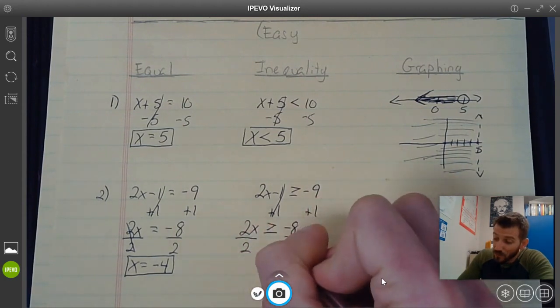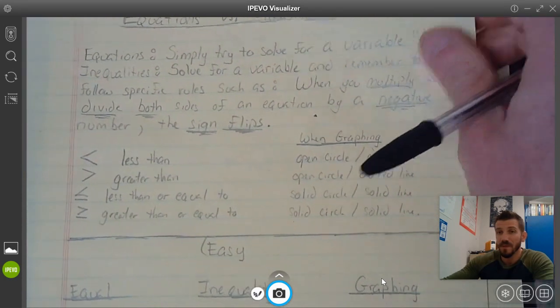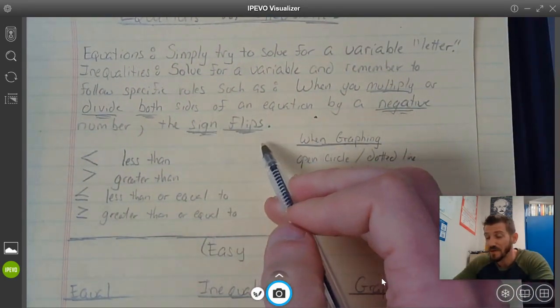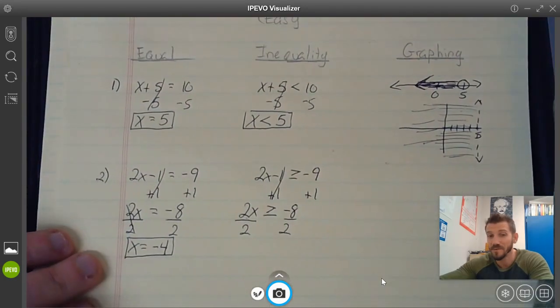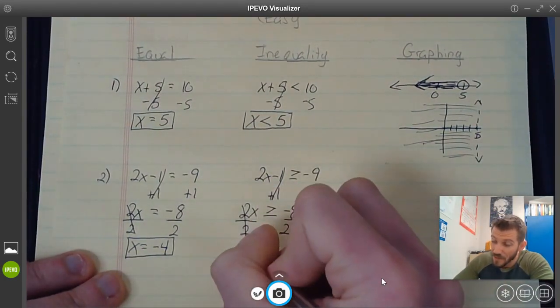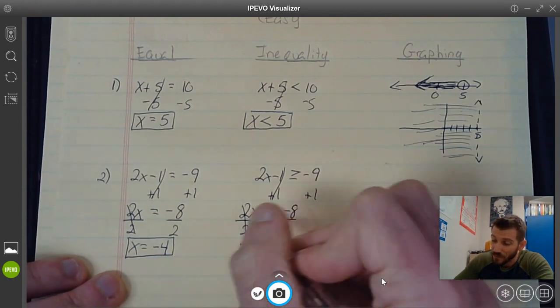Now we need to be careful of that rule. If you ever multiply or divide both sides by a negative number, the sign flips. Well, we just divided both sides by a positive number, so the sign does not flip. So x will still be greater than or equal to negative 4.